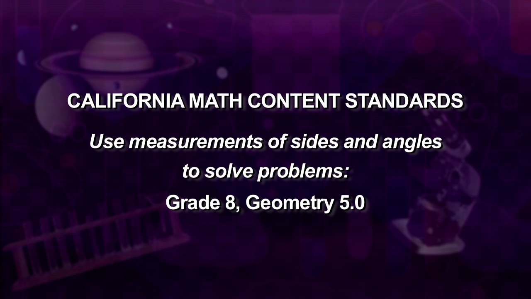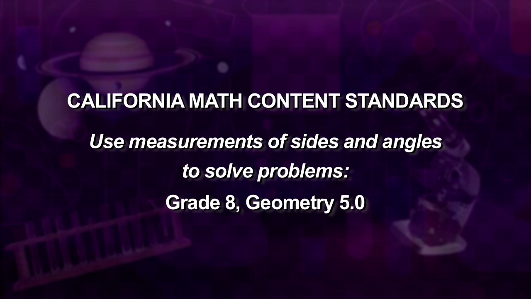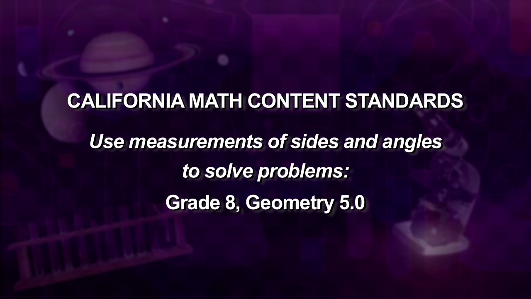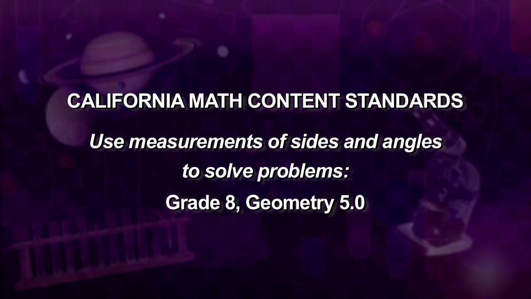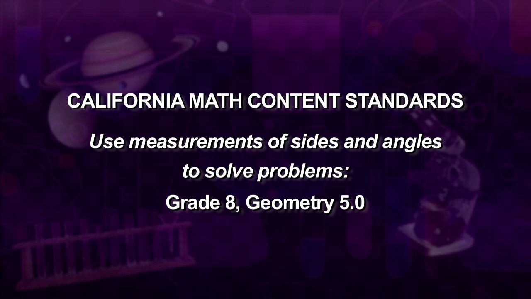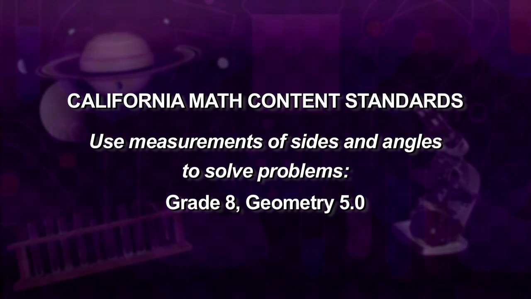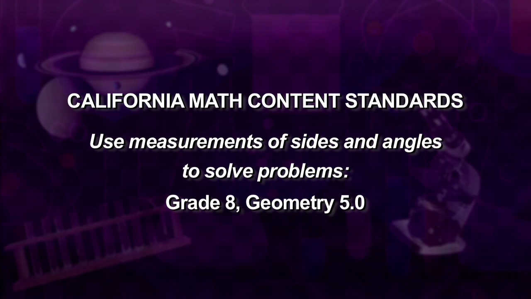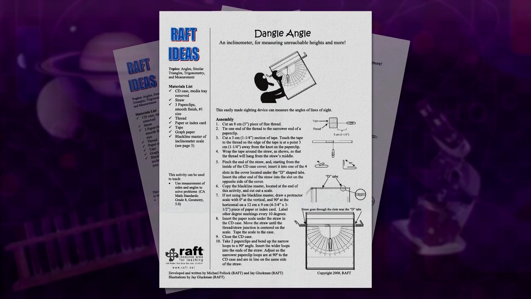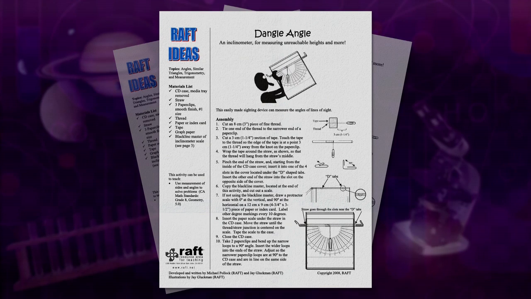RAFT idea sheets reference various content and grade level standards and are all aligned to address California content standards ranging from grades pre-K through 12. Standards in your state may vary, but RAFT lessons are easily adaptable and often applicable to additional subject areas and grade levels. If you've downloaded the RAFT idea sheet online, you'll find your sheet includes the following sections to guide you through the activity.